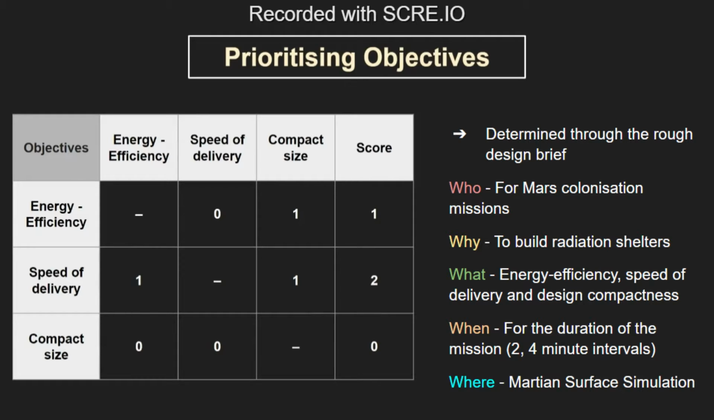And so based on the information provided and subdividing each of these aspects into clearer sections, we considered 3 important objectives that were imperative for our design. And so this involved energy efficiency, speed of delivery, and maintaining a compact size of our rover, where the speed of delivery was determined to be the most important aspect of our design.